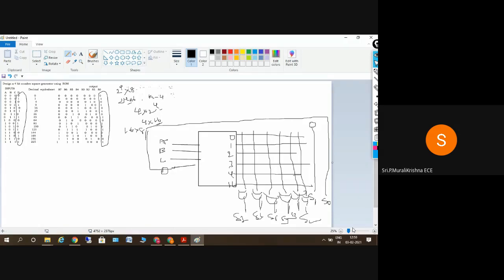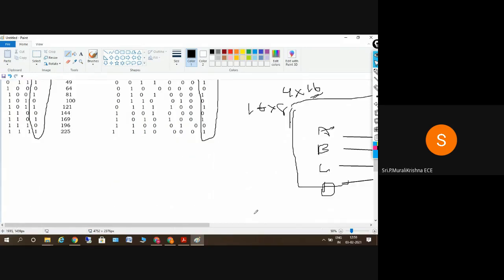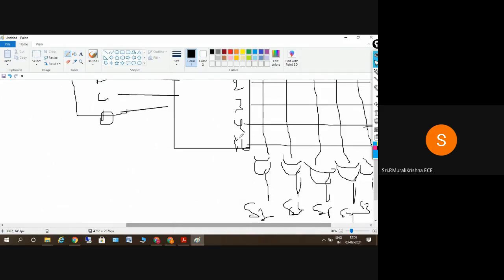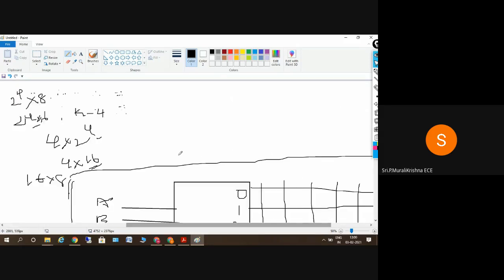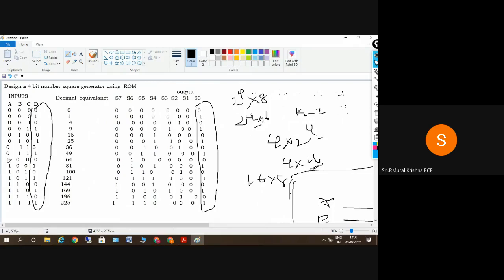And the connections should be like this. For S7, the values are 12, 13, 14, 15, so give the connections to those. Give cross points for the connections here. For the next one, S6, the connections are for these values here, that is 8, 9, 10, 11 and 15. Are you getting the point here?